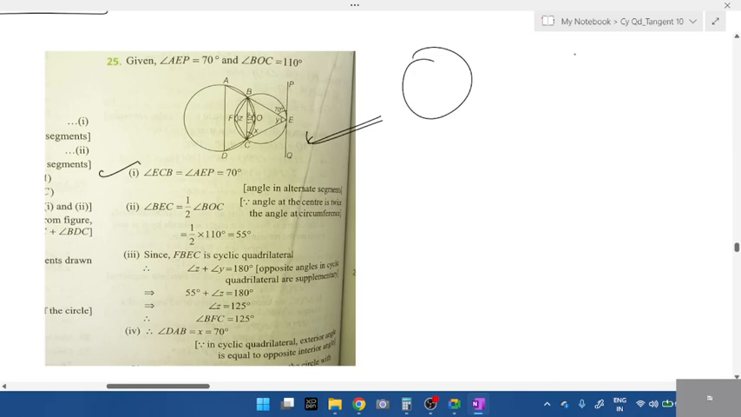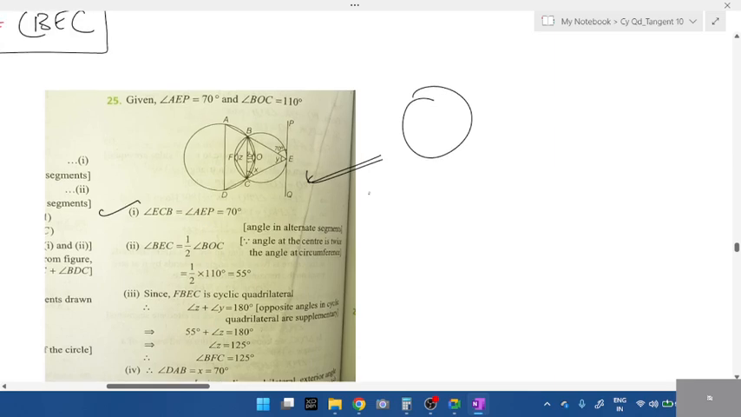Only if you separate the two triangles. Didn't I explain ECB is equal to AEP? 70 degrees. So this is done. And what about BEC? BEC is half of BOC, which means O is the center, right? Angle O is the center. They haven't mentioned it there. This is how we have to solve.